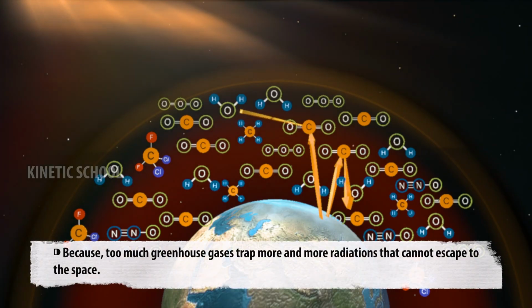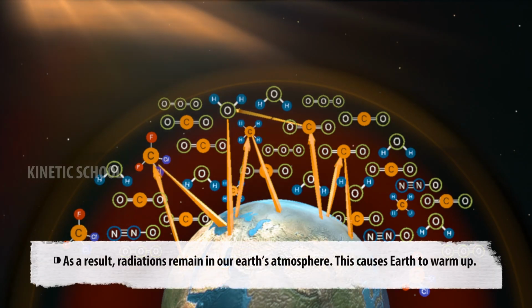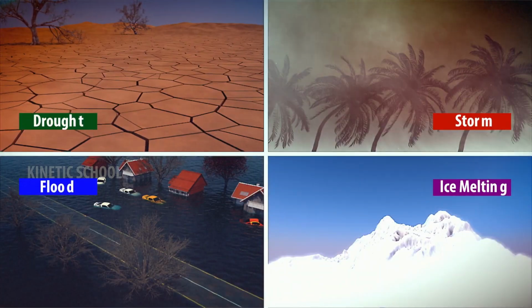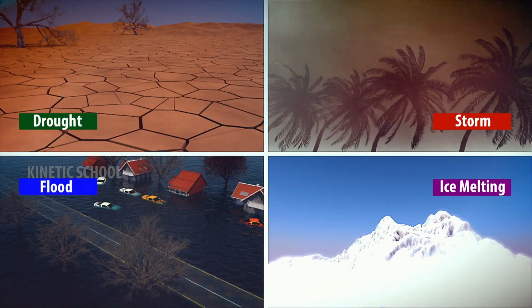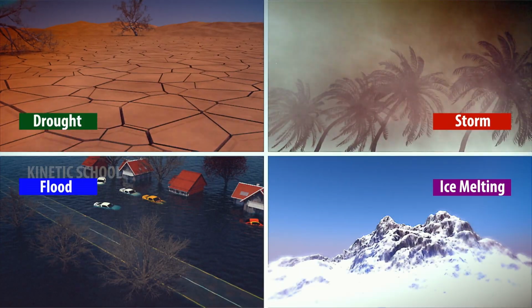Too many greenhouse gases trap more and more radiation that cannot escape to space. As a result, radiation remains in our Earth's atmosphere. This causes the Earth to warm up. So, higher concentrations of greenhouse gases are responsible for global warming, drought, flood, storm, ice melting, etc.